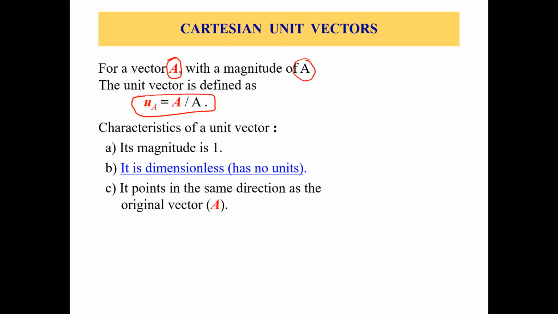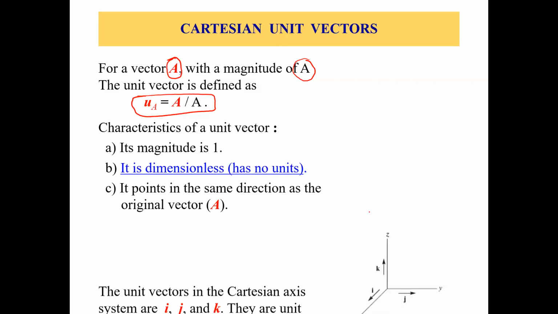What are the characteristics of a unit vector? We already talked about that its magnitude is 1. It's a unity, so that's why we call it a unit vector. It is dimensionless, it has no units, and it points in the same direction as the original vector A. So all these are characteristics of a unit vector, which gives us the direction of the original vector. Let's say u sub A is the unit vector of vector A.